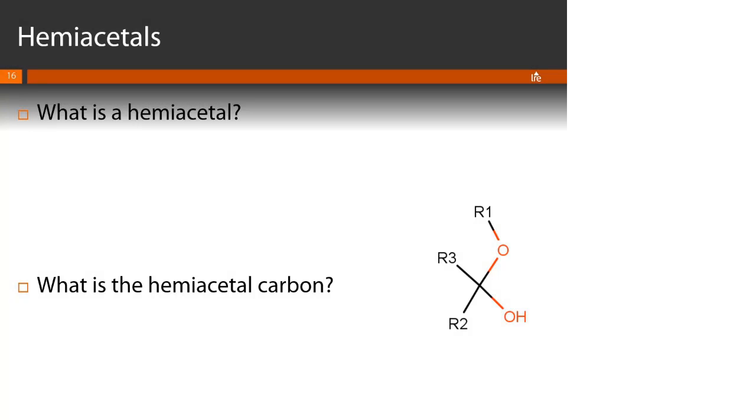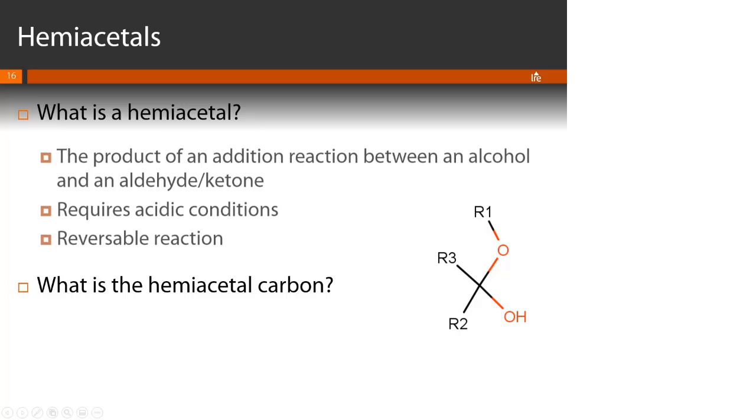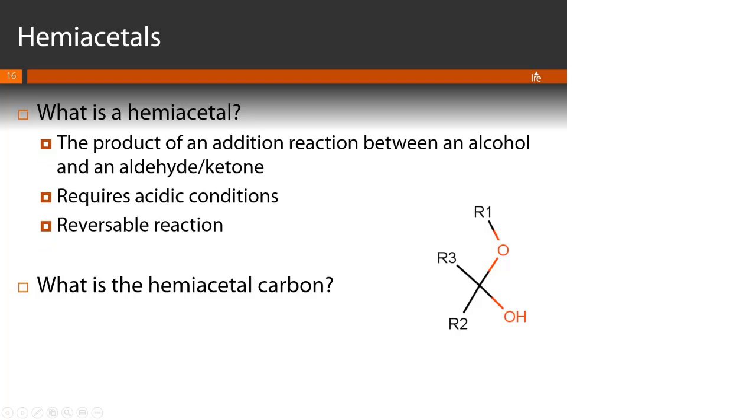What's up, guys? So today we are going to introduce a couple of new functional groups. We're going to talk about acetals and hemiacetals. So a hemiacetal is the product of an addition reaction between an alcohol and an aldehyde or ketone. This is a reversible reaction that requires acidic conditions.